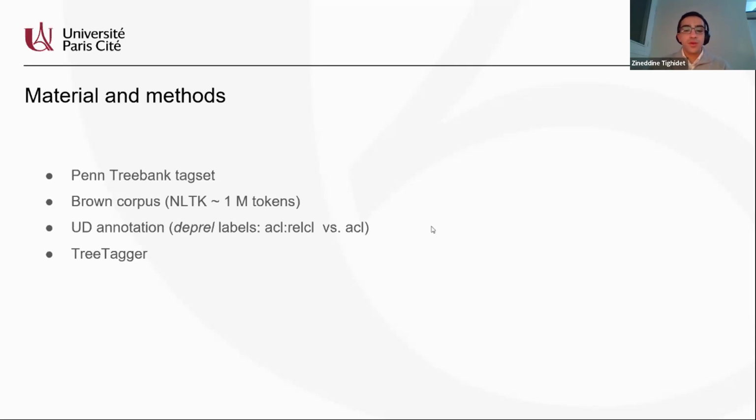We based our experiments on the universal dependency annotations, and our output model is a probabilistic decision tree, which is the TreeTagger, that does part of speech tagging.